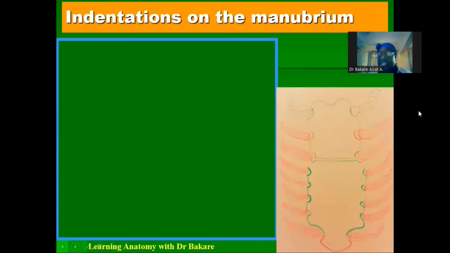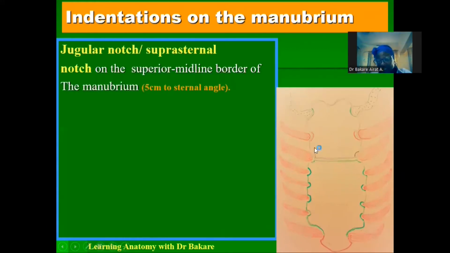So let's look at the indentations that are created around the manubrium. We've said that the manubrium is the superior region, so we have indentations that are created around it. And of course, we've established the different borders of the manubrium. So let's look at the superior border. Around the superior border, we have an indentation that's called the jugular notch. This is the jugular notch. It is an indentation that is created in the superior midline border of the manubrium, and this region arrowed yellow is the jugular notch.